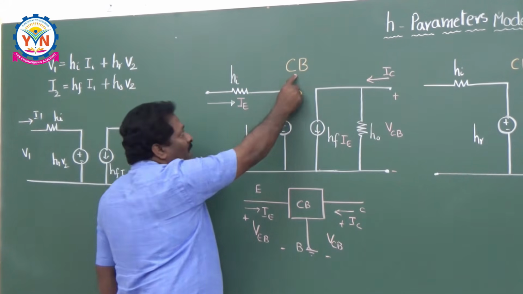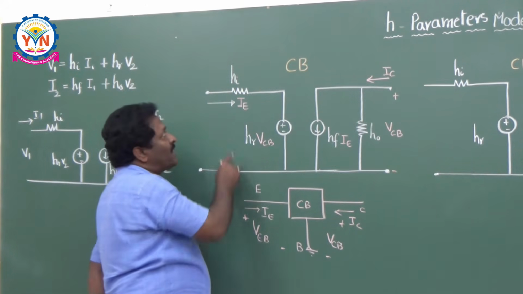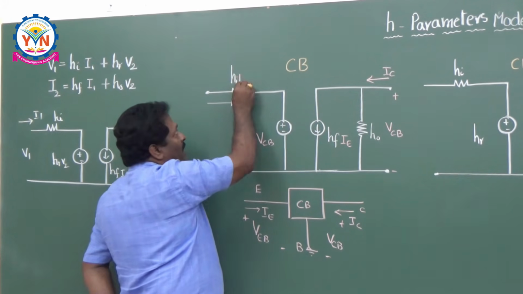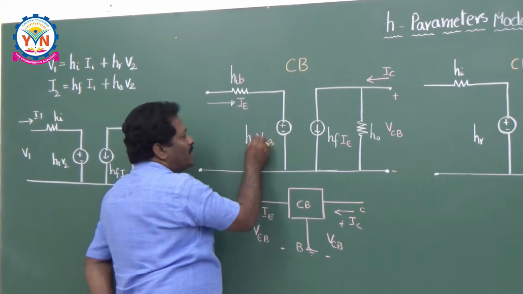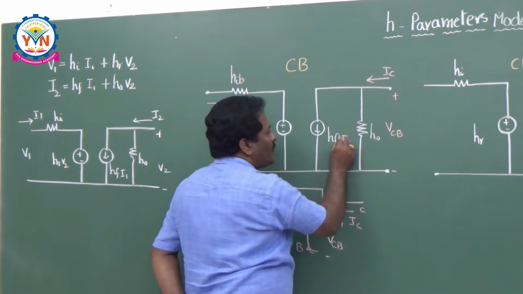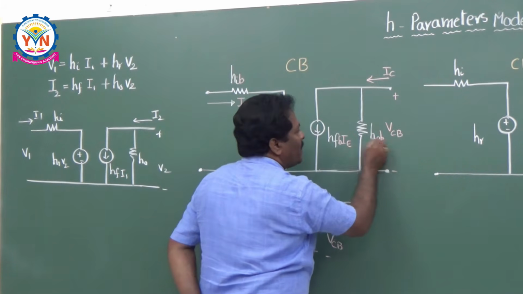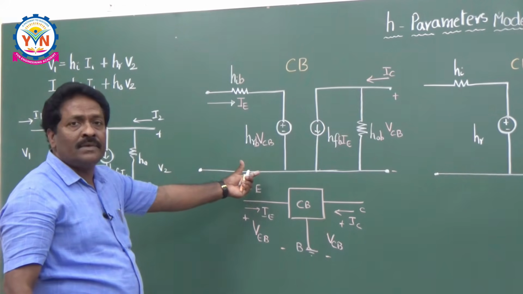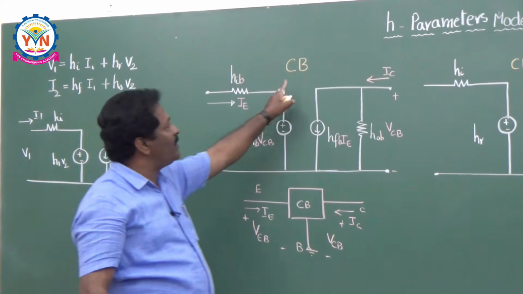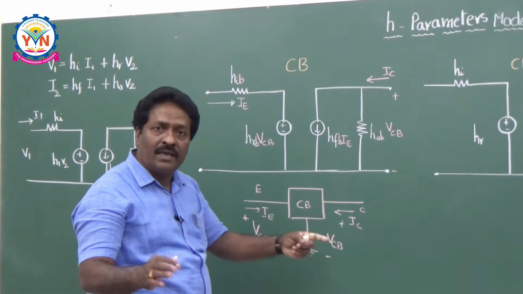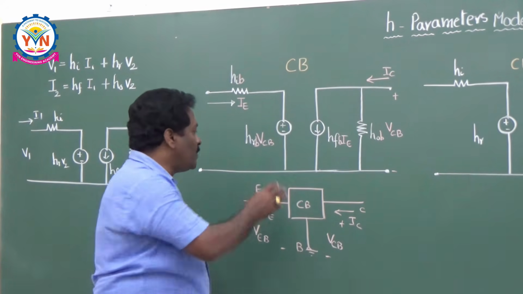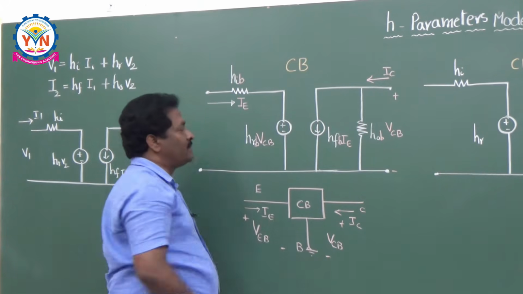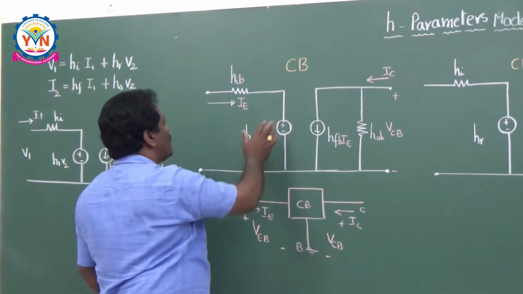As you are drawing for the common base configuration, the H parameters also should be converted for the common base. So I can use here HIB, HRB, HFB and HOB. Now your H parameter model is ready for the common base configuration. The only thing is you have to write down the input voltage and output voltage, input current and output current perfectly. So this is for the common base configuration.